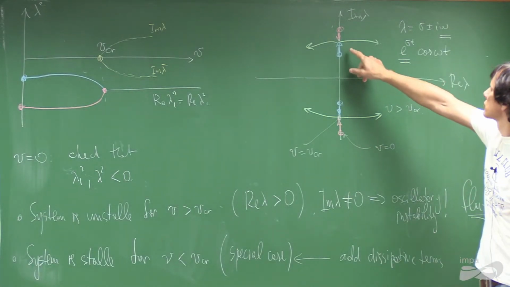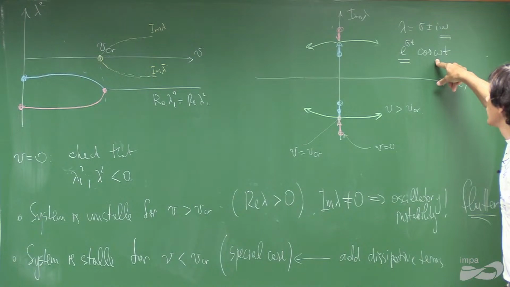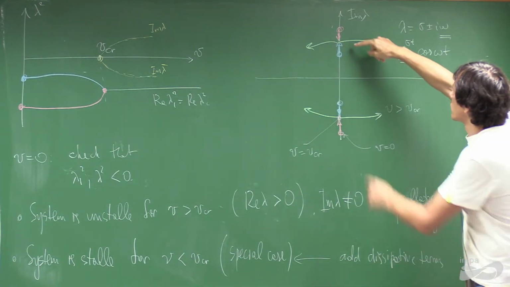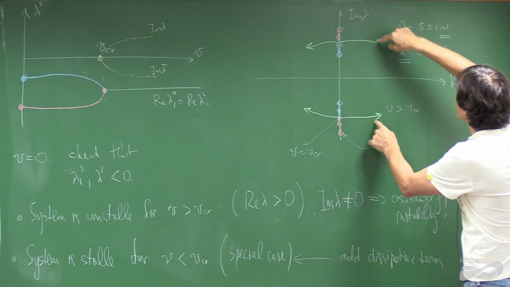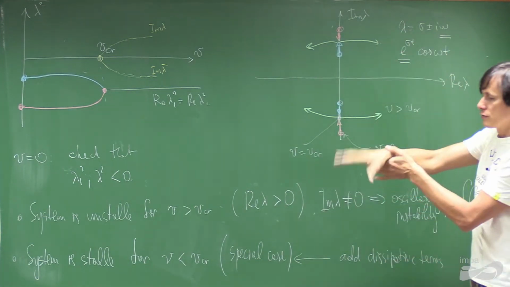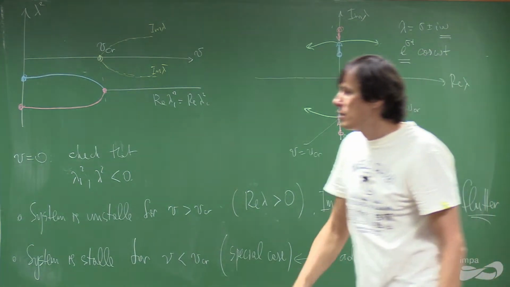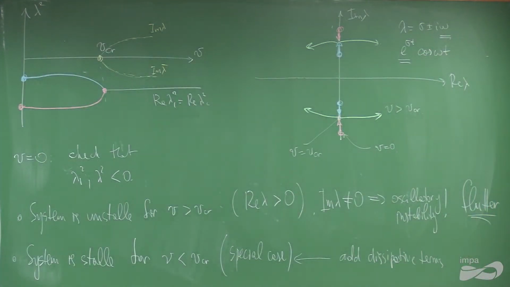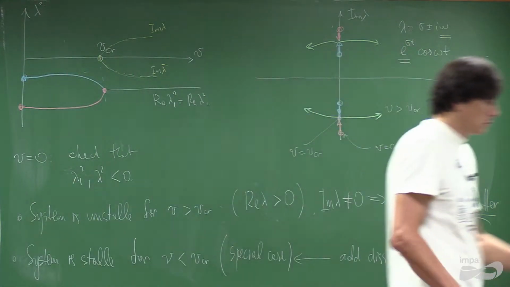This oscillation happens because the instability occurs through eigenvalues which have a non-zero imaginary part. So this imaginary part gives you oscillations. So that's it. I want to give you the next list and show some videos. Probably I will start with videos, and then we'll see the list.